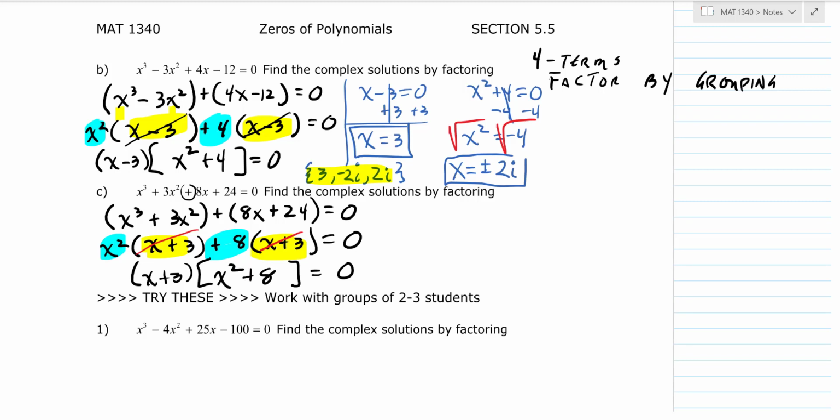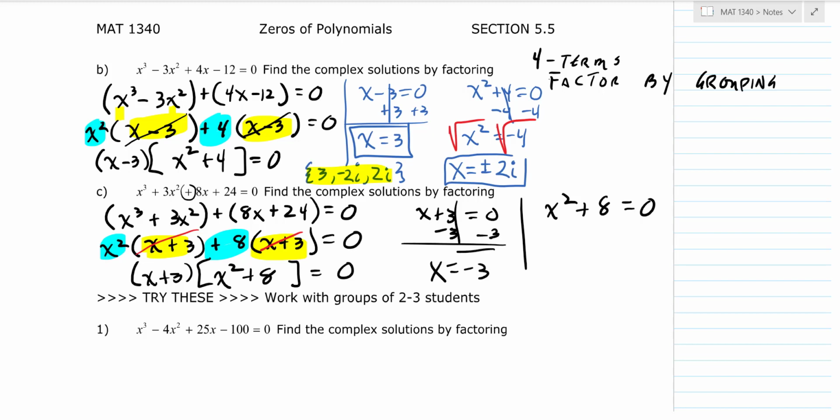So we have that factored. If you foiled x plus 3 times x squared plus 8, it would take you back to the original problem. So now we take each factor, x plus 3 equals 0, and solve that equation. Then we take x squared plus 8 equals 0, and solve that equation. The first one gives you x equals negative 3. That's one solution to the equation.